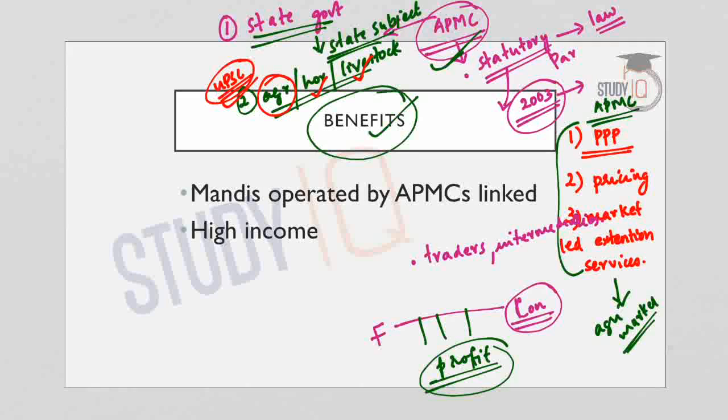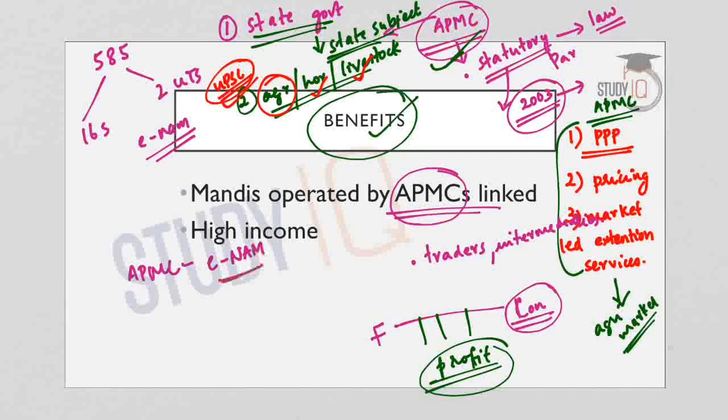Now moving on, what are the benefits of interstate trading via Electronic National Agricultural Market? Now 585 mandis operated by the Agricultural Produce Marketing Committees in 16 states and 2 union territories are linked with eNAM. So APMCs or Agricultural Produce Marketing Committees are linked with eNAM. But there is a limitation. This platform of eNAM has been used to transact business within the same mandis or between the mandis of the same states. So there was a lack of interstate transactions.